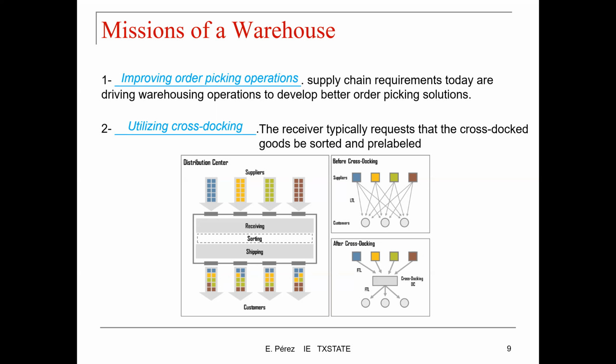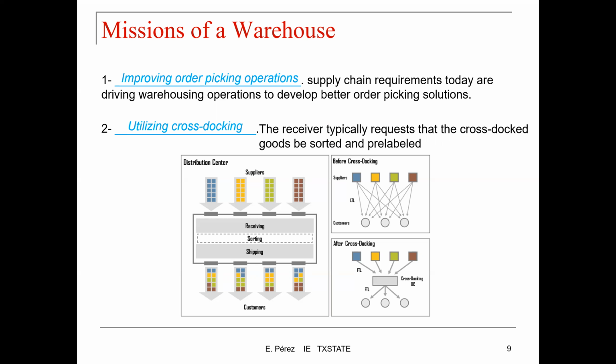So again, it is an in-between structure that is efficient in the sense of not having to exchange products between warehouses. You can find a middle point to locate that cross-dock, and then use that cross-dock to put together packages that require items from different warehouses. So the receiver typically requests that the cross-dock goods be sorted and pre-labeled.